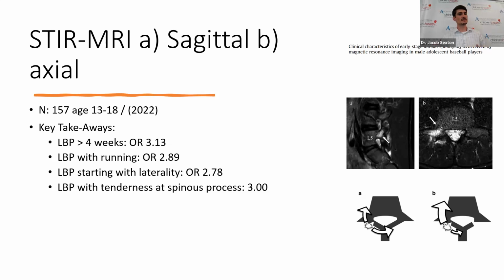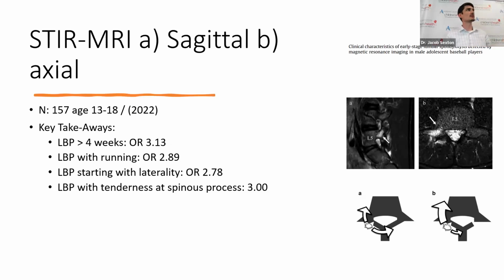So each one of these kids, they took 157, and the key takeaways they could identify is the big risk factors were low back pain greater than 4 weeks. You have an odds ratio of 3.3, which basically means they are 3 times more likely to have an underlying stress reaction as compared to somebody else. Low back pain with running increases it to about 3 times.